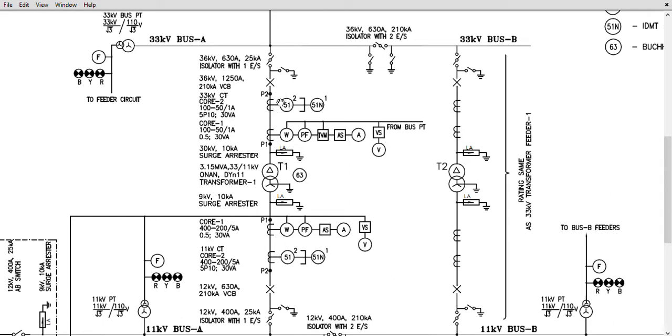Now we'll talk about CT. What is the purpose of CT? Here we have a two core CT, core 1 and core 2. The core 1 is being used for metering purpose. You can see here, the secondary winding of the CT has been connected to the wattmeter, power factor meter, TVM, ammeter, and similarly the voltmeter. There is a connection coming from the bus PT.